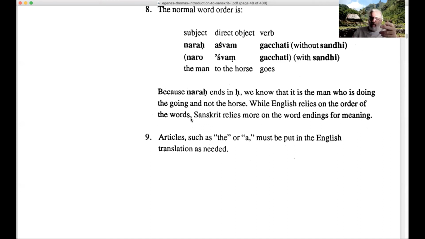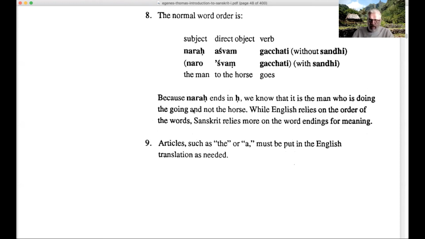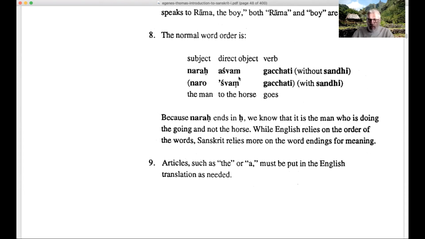Whereas in Sanskrit, we don't need word order. We can say it in any way we like. So here, for instance, we could have said gachati narah ashvam. It means the same thing. We could have said ashvam narah gachati. It means the same thing. It doesn't matter what the order is, because we see that this is the subject by the ending.